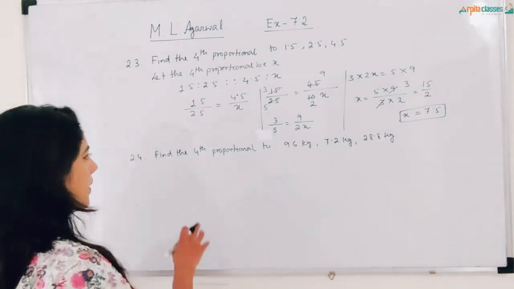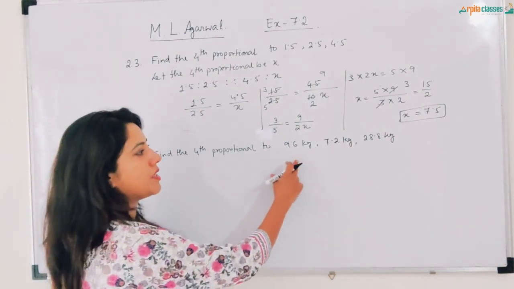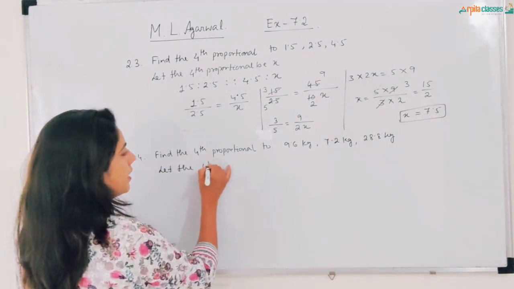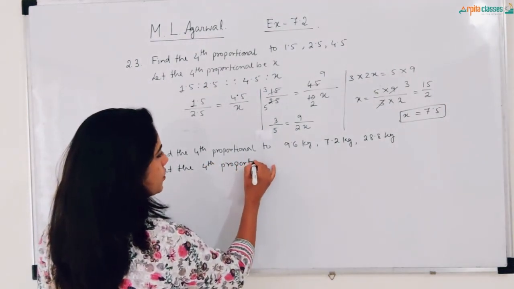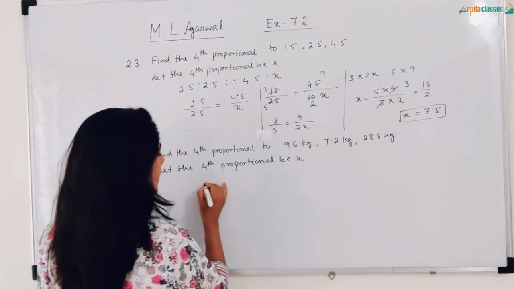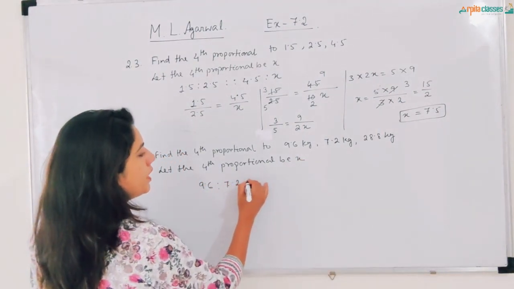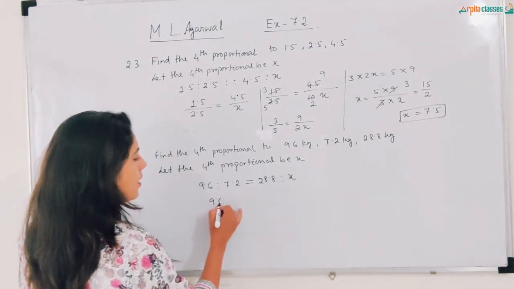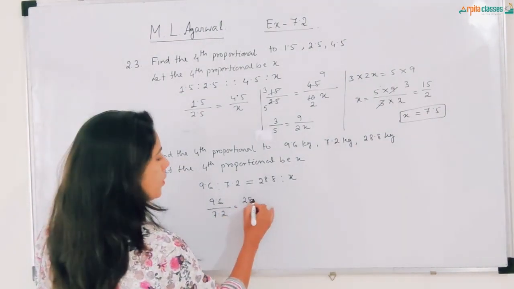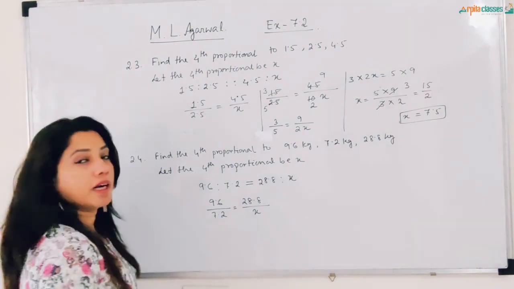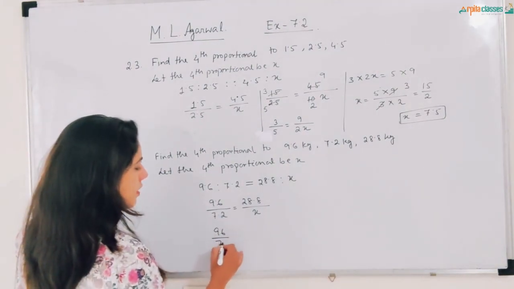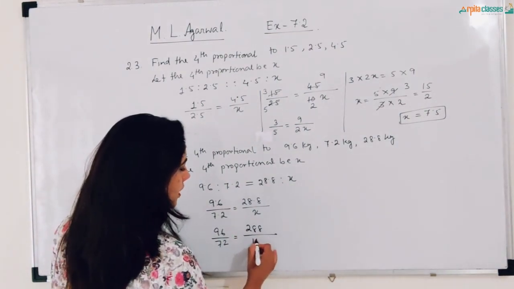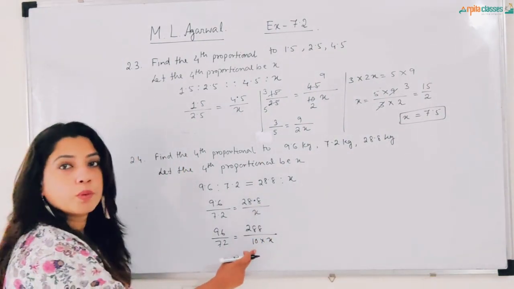Okay. Let us see the next question, same thing. Find the fourth proportional to 9.6 kg, 7.2 kg and 28.8 kg. So again you will write, let the fourth proportional be x, or any alphabet as your choice. So we can write 9.6 is to 7.2 is equal to 28.8 is to x. So this means 9.6 upon 7.2 is equal to 28.8 upon x. Remove the points. Here it will be 96 upon 72, and here it will be 288 upon 10 into x. I removed the point from here, so I took a 10 out here.